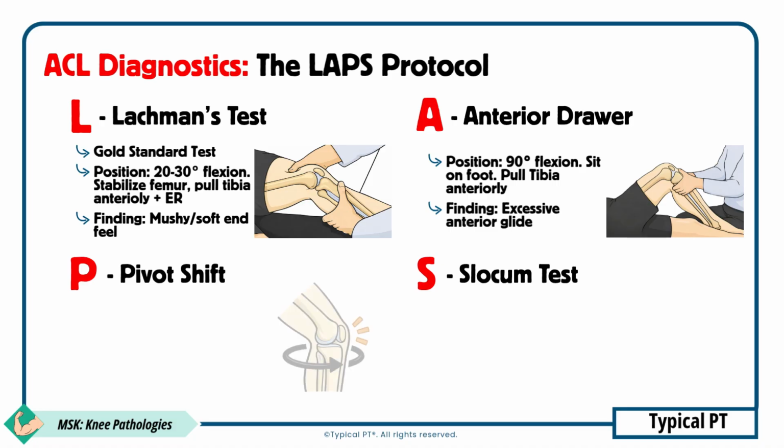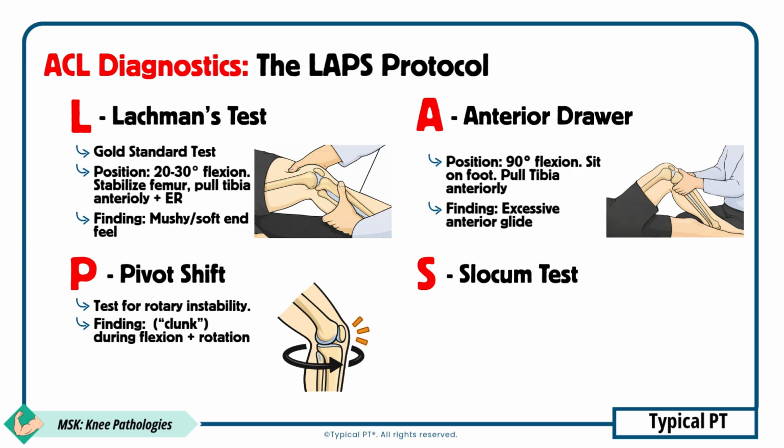The third test is the pivot shift test. This assesses rotary instability. You apply a valgus stress and internal rotation while moving the knee from extension into flexion. A positive test produces a clunk as the tibia relocates during the movement.